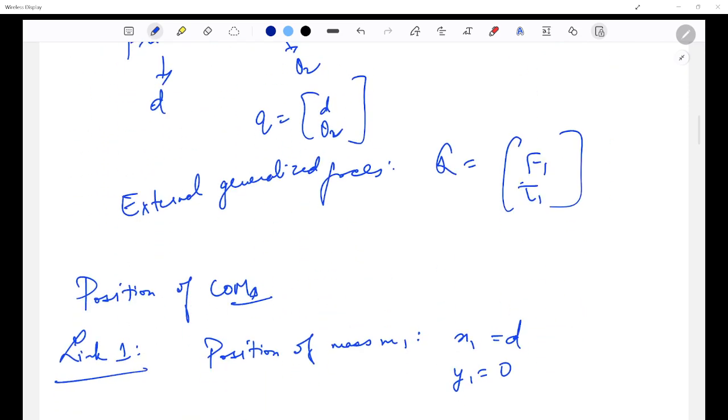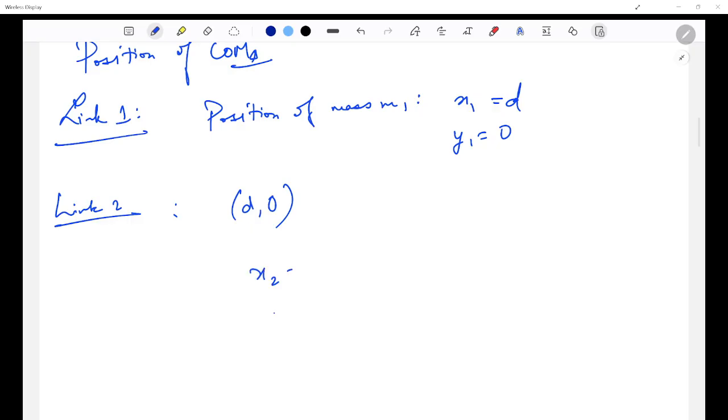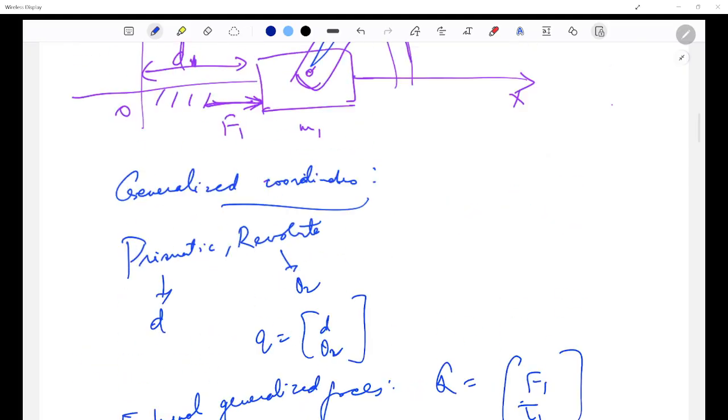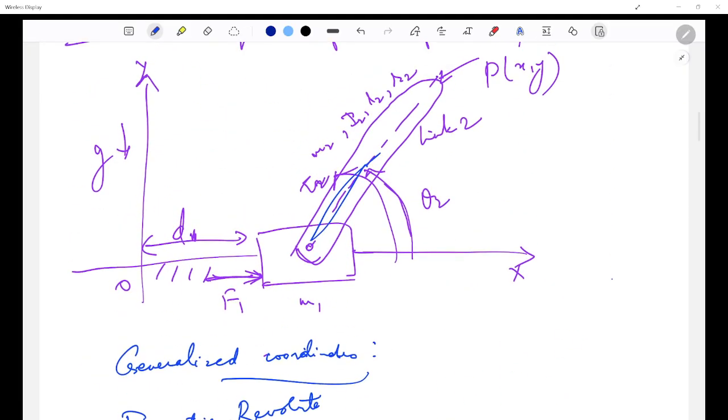Okay, so what would be x2 in the normal coordinate case? It would be d, the horizontal distance, plus r2 cos theta 2. And what would be y2? What is the position of the center of mass of the link? It is r2 sine theta 2. I hope all of this is clear from the figure, right? There shouldn't be any confusion.